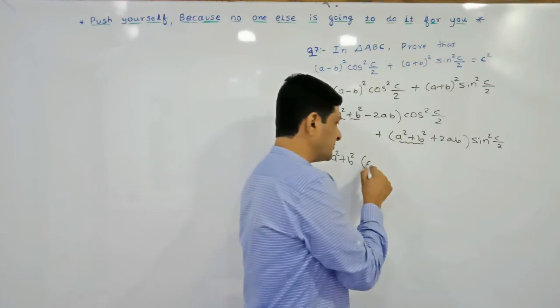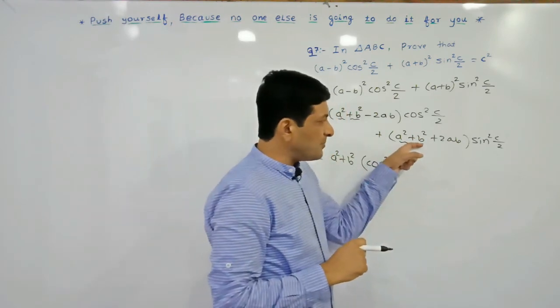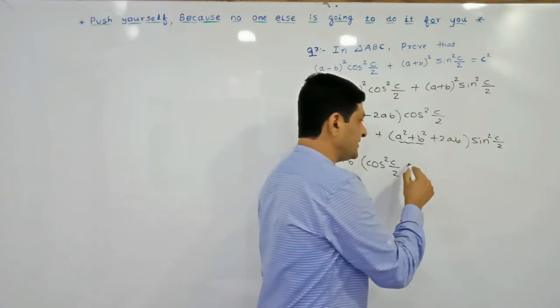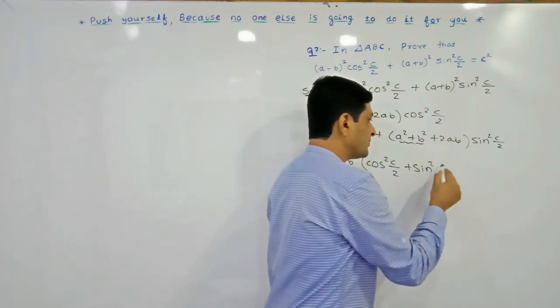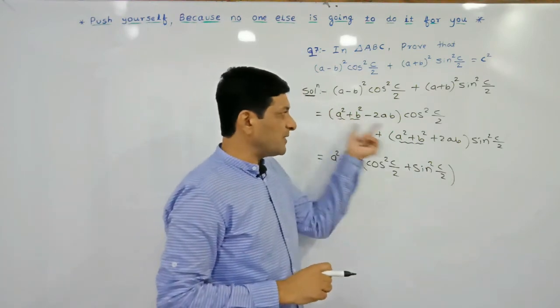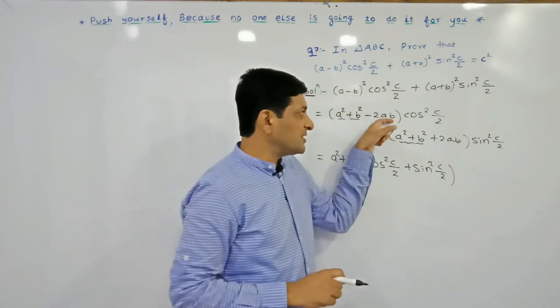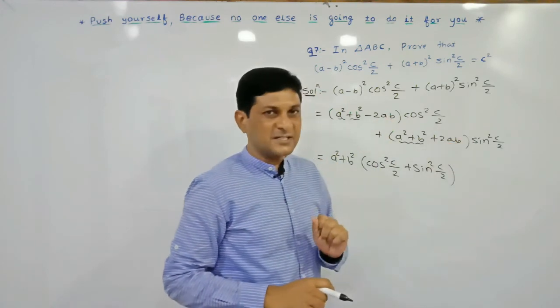cos²(C/2). So here we will get cos²(C/2) and here the multiple of a² + b² is what? sin²(C/2). Just we have collected the terms of what? a² + b². Now we are collecting the terms of what? 2ab. So this is the first term of 2ab and this is the second term of 2ab.